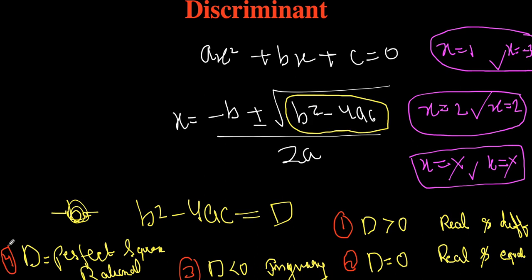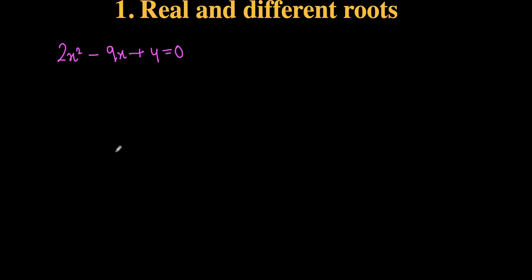So we will work on it and we will check when we are getting the real or imaginary roots. Okay, so the first question is 2x square minus 9x plus 4. Firstly, I will check what my a is. So a is greater than 0, so your graph will be upward. That is the first thing.